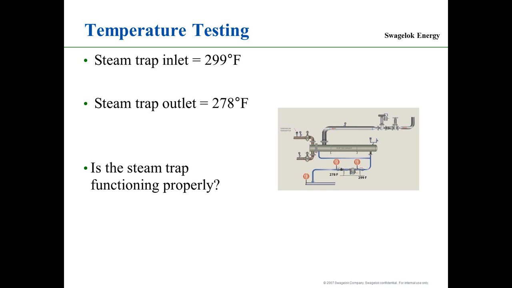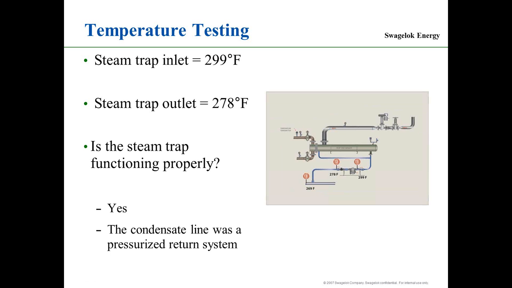So, the next one is a steam trap here. The inlet temperature is 289 degrees. The outlet's 278. And from what I was taught when I was young in my career, there's no differential across T1, T2. Is the steam trap functioning properly? Well, there's no temperature differential, so no, the steam trap is not working correctly. Again, the condensate line pressure is 269 degrees. So, of course, you're going to have elevated temperatures after the steam trap.